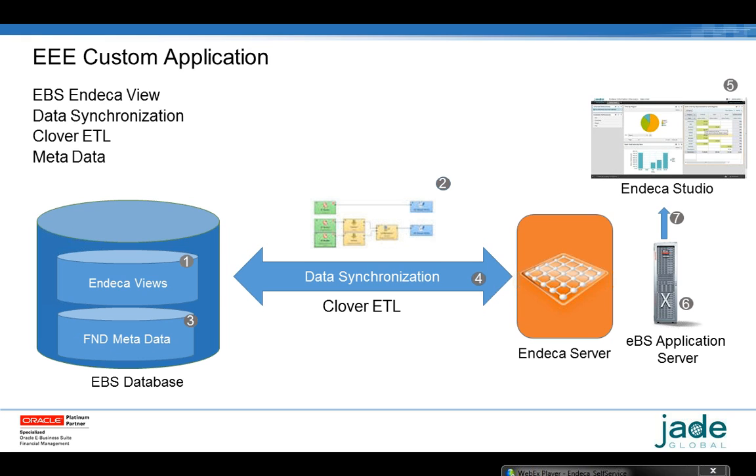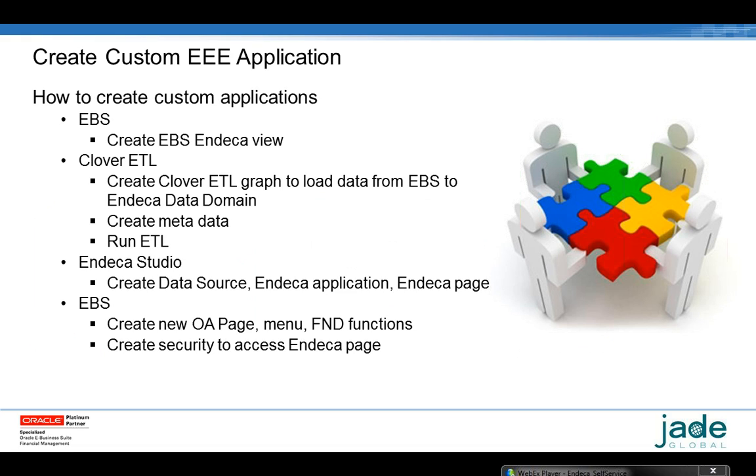The same method can be used for building a new application or for extending an existing application and adding additional attributes or metrics to your data. Okay, so again, the same steps. Your first step is to create views on the EBS side. Then you create a Clover ETL graph, create metadata, and run an ETL to synchronize data with the Endeca server. And you can create OA pages, menus, and form functions, which will take care of your security.